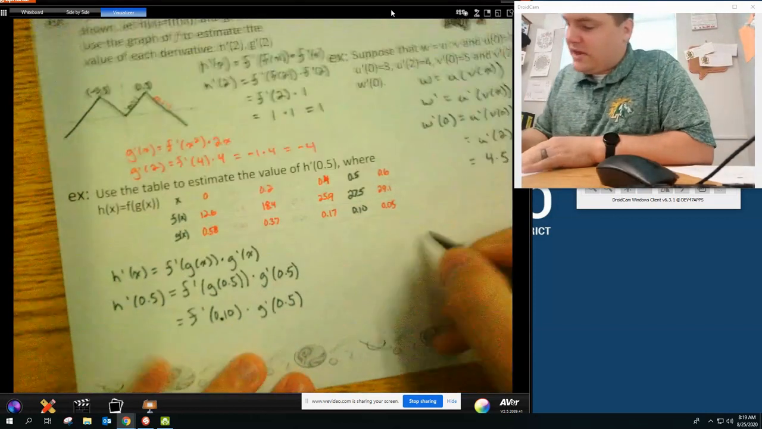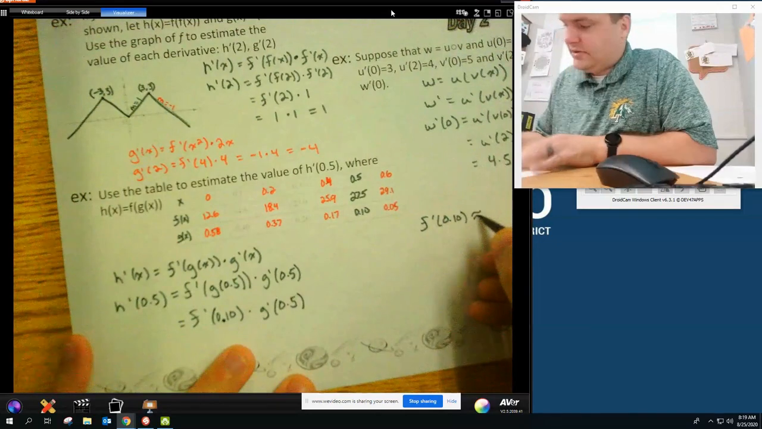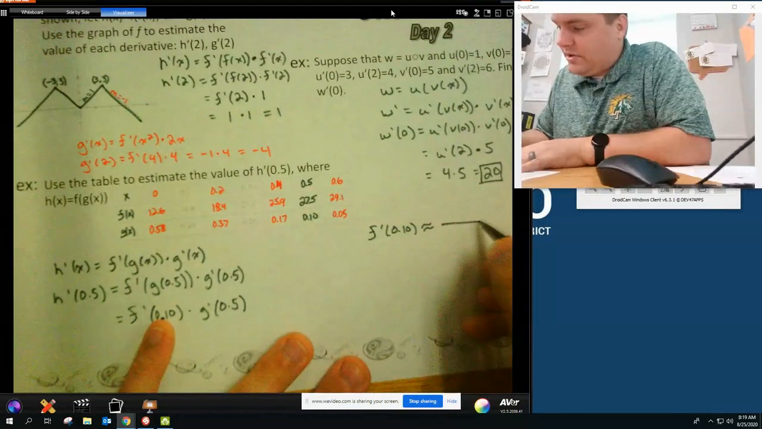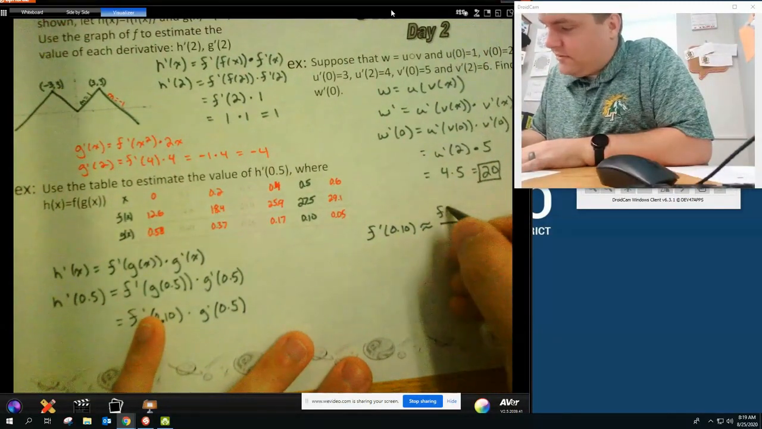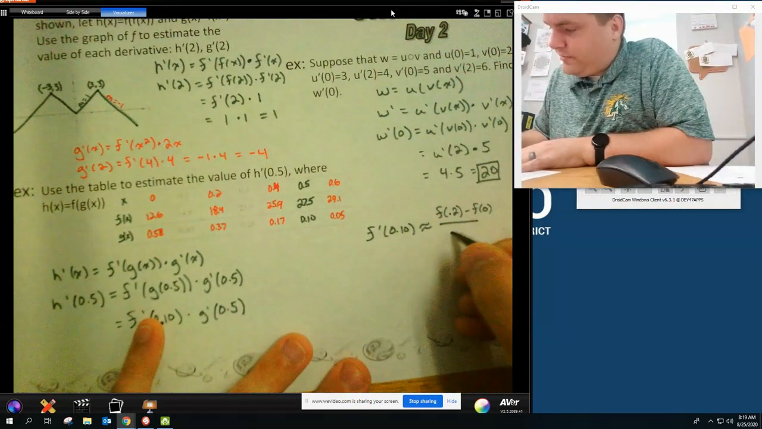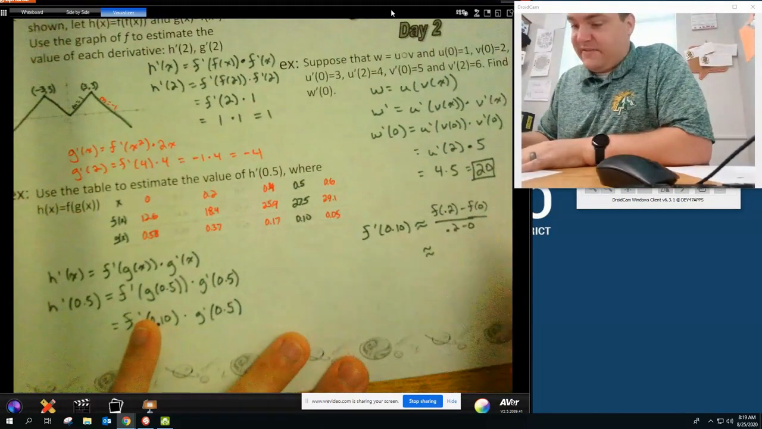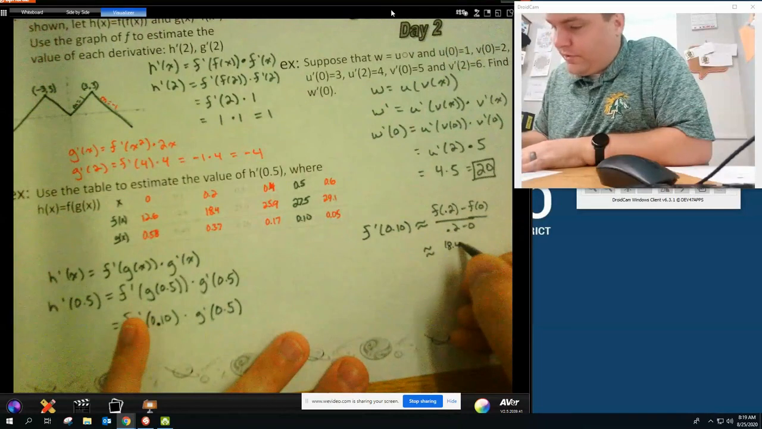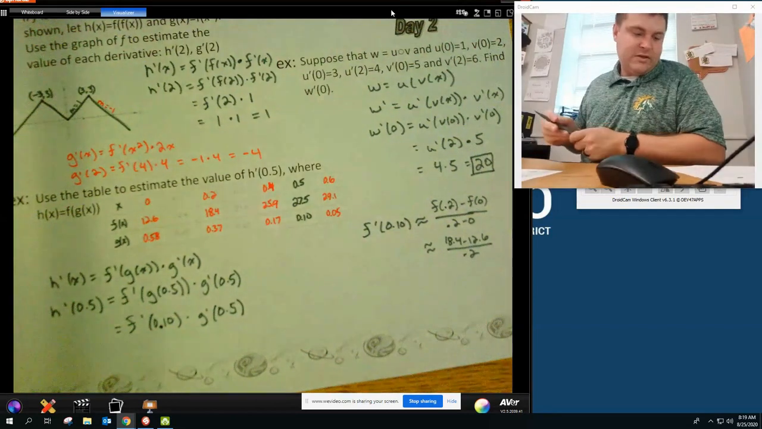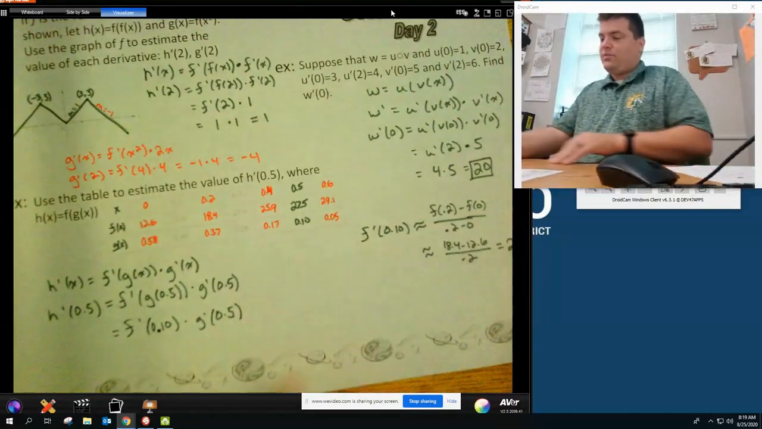So let's go ahead and estimate here what f prime of 0.10 is. And again, I'm estimating because I can't find the exact value. So I'm going to do f of 0.2 minus f of 0 all over 0.2 minus 0, which is going to give me 18.4 minus 12.6 all over 0.2. And that's going to give me, when you do all the math, 29.